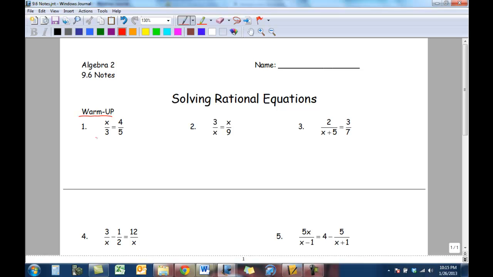All right, so hopefully you got these solved. And if I had to guess, I bet you solved this by using cross multiplication, where you cross multiplied. You did 5x is equal to 12, x is equal to 12 fifths. Right? I'm going to show you another way.